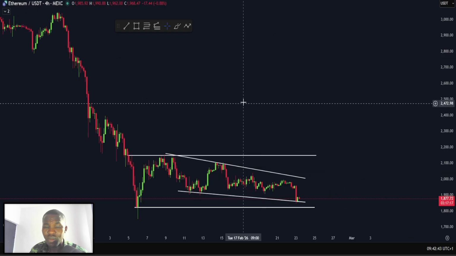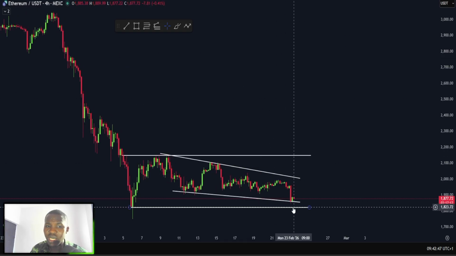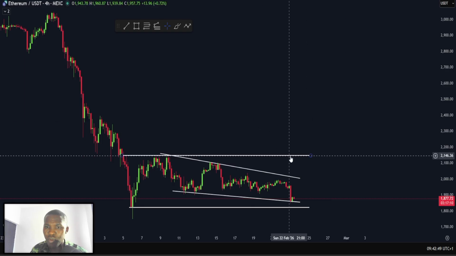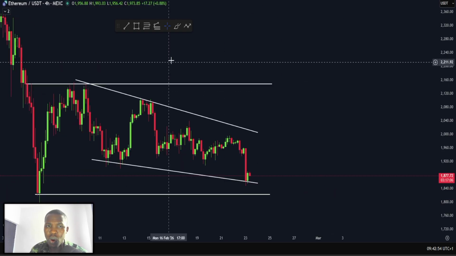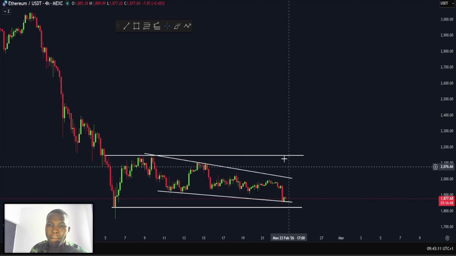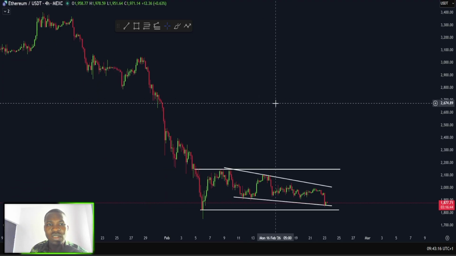And right now, in order for us to know the current direction of this trend, we need a break either below this level here or above this level here. This is when we'll begin to position ourselves for much lower prices or much higher prices. Now, this is what we have on the ETH price chart.